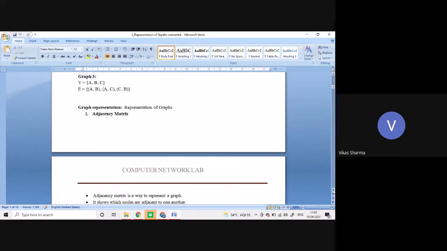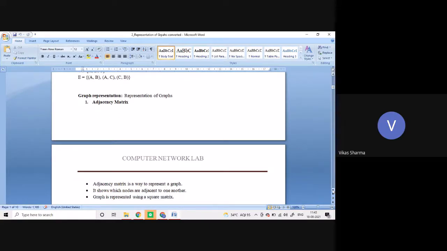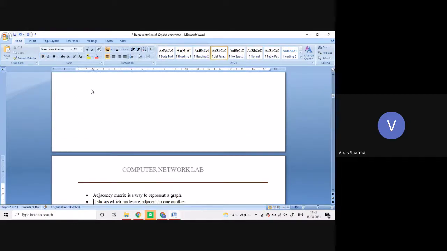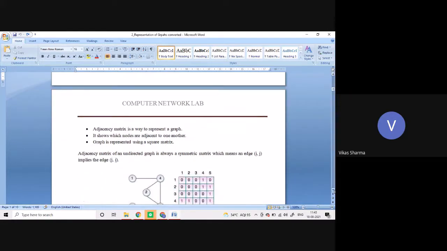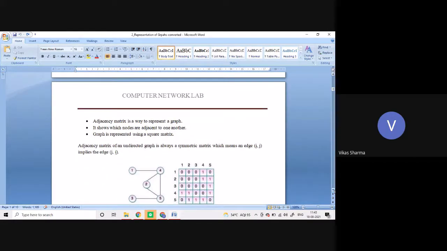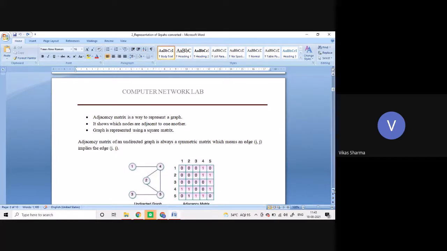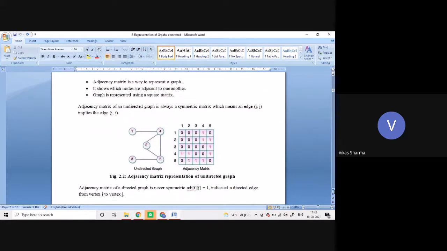So here is the graph representation. First, the adjacency matrix. An adjacency matrix is a method to represent a graph. It shows which nodes are adjacent to one another, and the graph is represented using a square matrix. You can see here we have an undirected graph with nodes 1, 2, 3, 4, and 5. These nodes are all available in this graph, but there are certain connections in the edges.